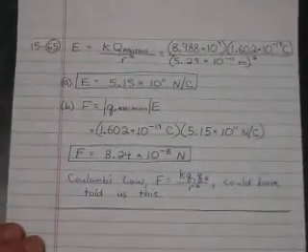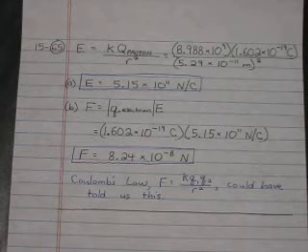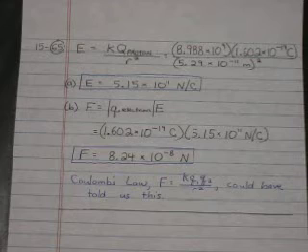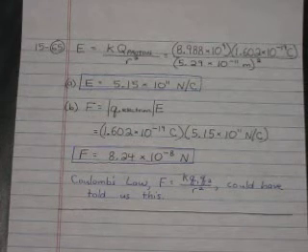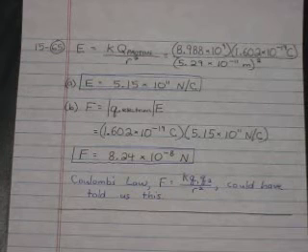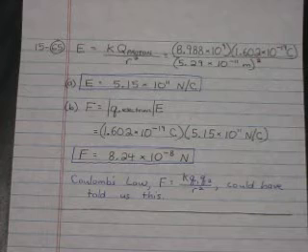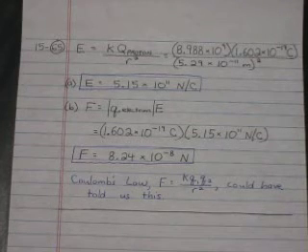Number 65. Hydrogen atom with an electron and a proton. There's the distance between them, the orbital radius. What is the electric field acting on the electron? So we're going to be looking for the electric field that is produced by the proton and find the force acting on the electron.